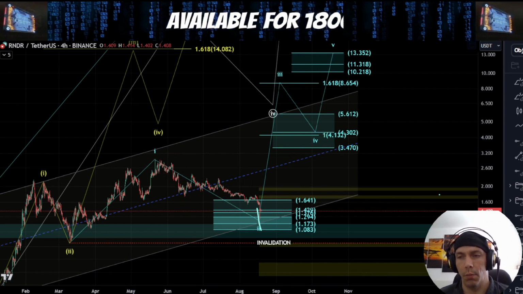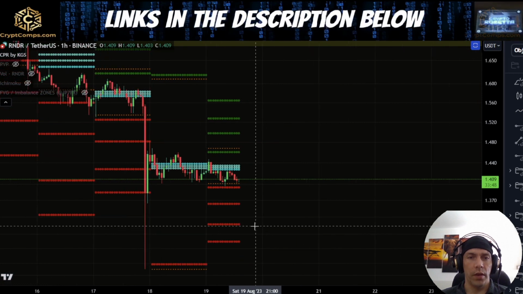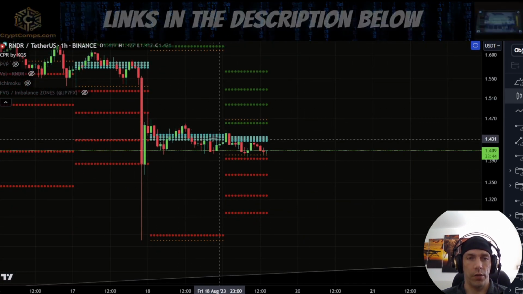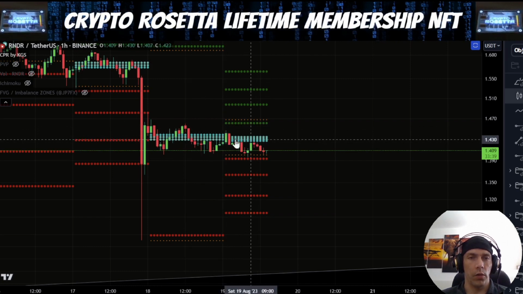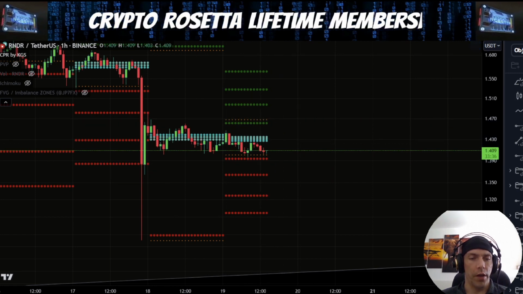So we need to just bear that in mind moving forward from here. Having a look at the daily CPR lines here, what we can see is that we've had some pretty unchanged CPR lines here. So this can indicate two things. This can indicate that we're either going to continue to range within this area, or potentially we could be looking for a breakout or a breakdown.